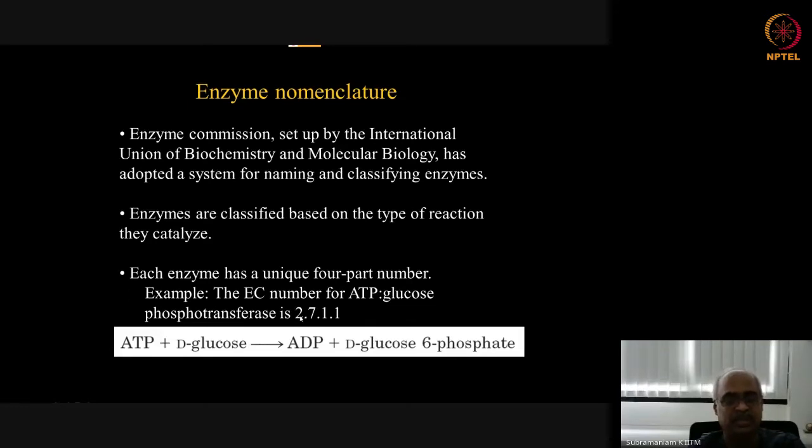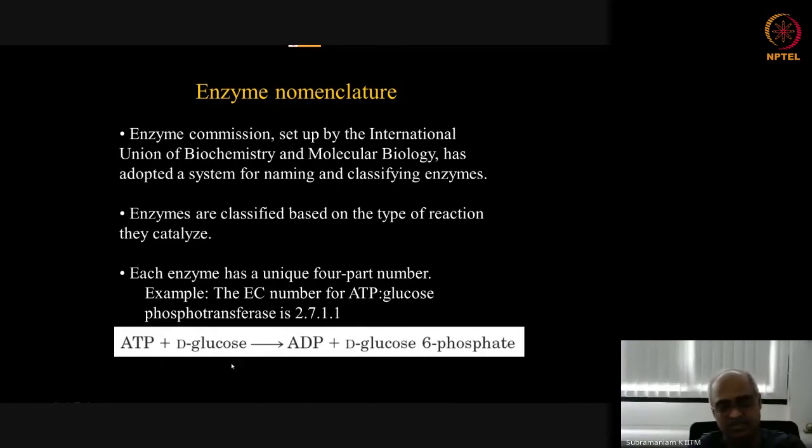So if you discover a new enzyme, you need to contact the Enzyme Commission, describe what the substrate is, what the product is, and what kind of reaction is catalyzed, and then they will give you this number. And when you publish, this number will be essential to include in the manuscript you submit to the journal. So here is one example where the Enzyme Commission number is 2.7.1.1. This is ATP glucose phosphotransferase.